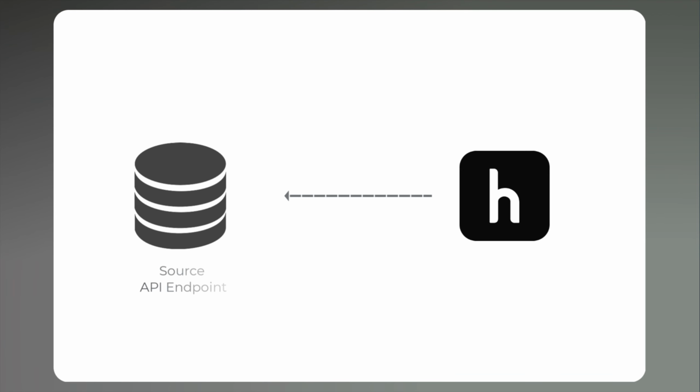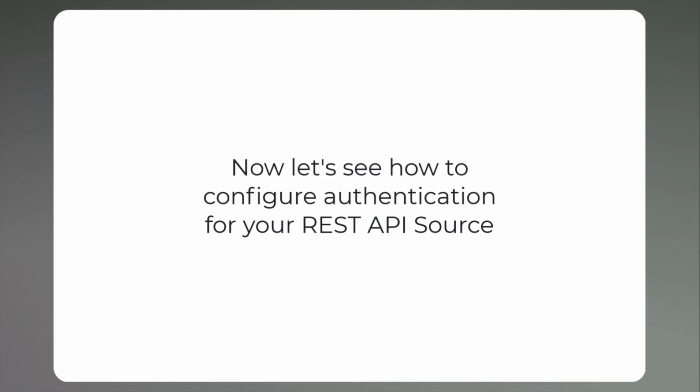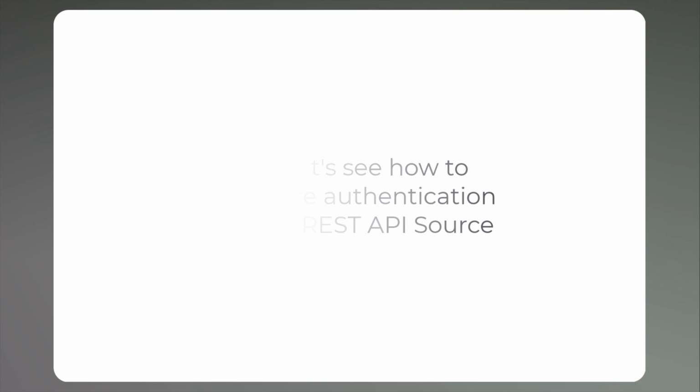Whenever Hevo sends a request to your API, the source system must verify that the request is authorized. This verification process is called authentication. If authentication fails, the API rejects the request and no data is returned. Now, let's see how to configure authentication for your REST API source.